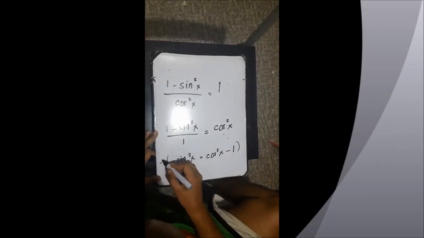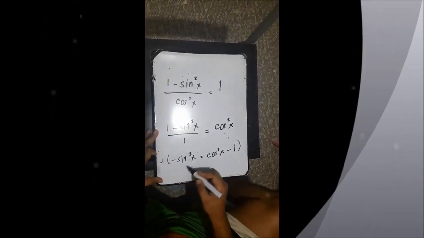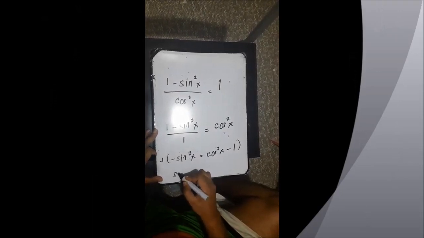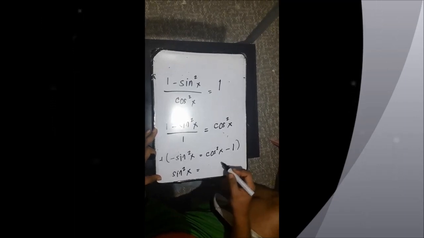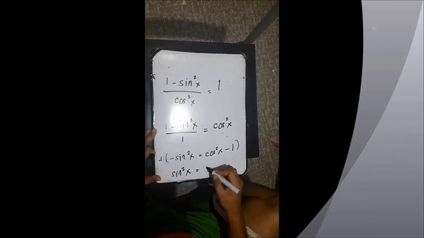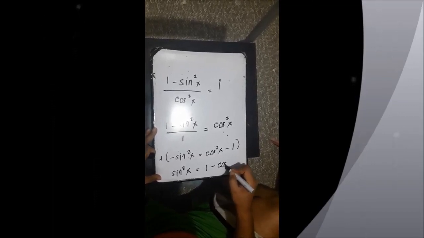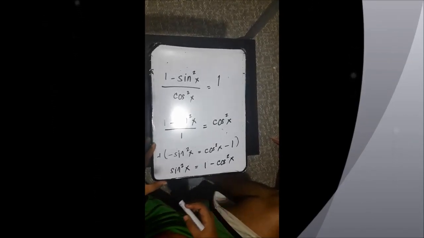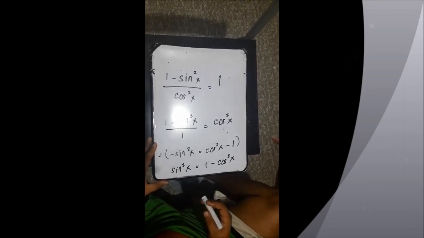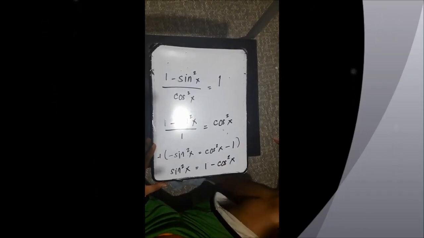So negative 1 here. If I multiply everything by negative 1, sine squared becomes positive. So I will have positive sine squared x is equal to, I will have positive 1, and I will have minus or negative cosine squared x. And this is it. I already have the solution or the value of sine squared x, which is equal to 1 minus cosine squared x.